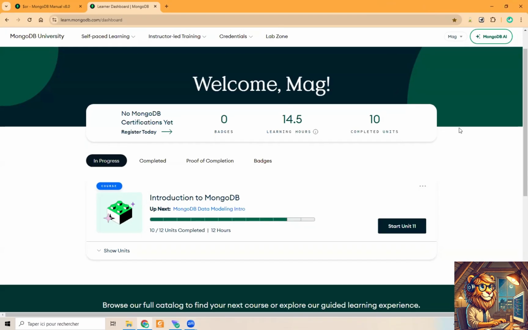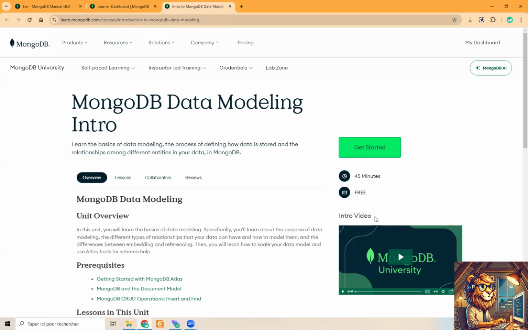Today we're looking at Unit 11, MongoDB Data Modeling Introduction. This is part of my 30-day challenge, trying to complete the introduction to MongoDB course within 30 days. So here we'll learn the basics of data modeling, the process of defining how data is stored, and the relationship among different entities in your data.